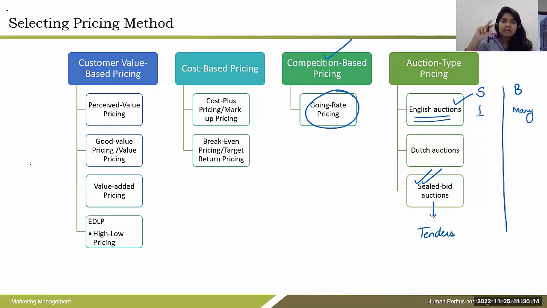So we are done with 2 types of auction, English and sealed bid auction. Now, the Dutch auction has 2 types. In Dutch auction, we have 2 types. I'm doing the first type, which is one seller, many buyers, which is very similar to the English auction. So one seller, many buyers.